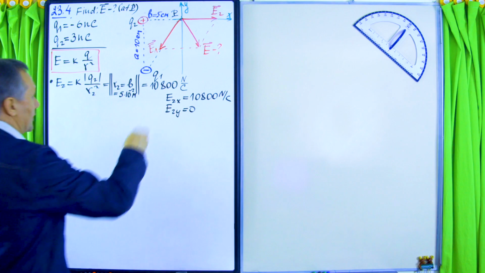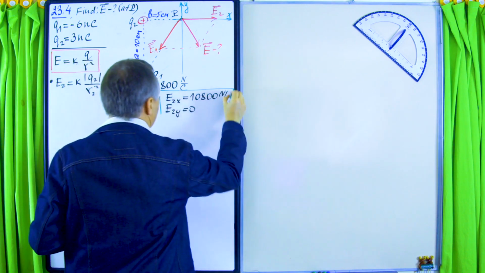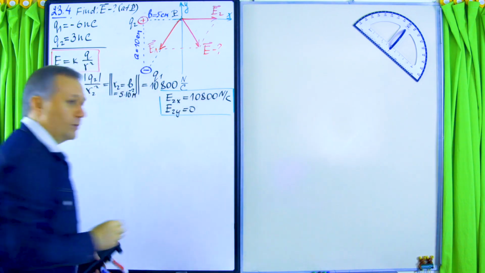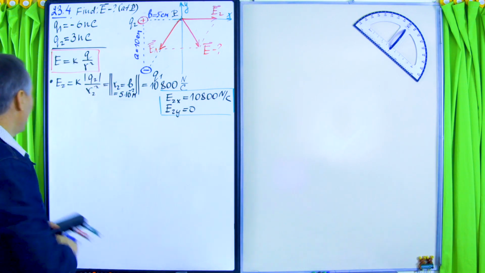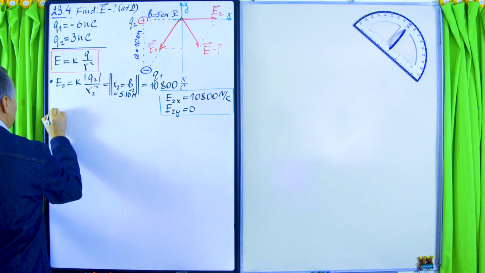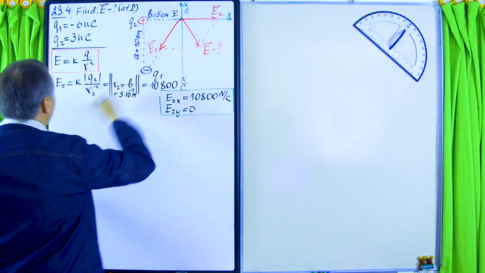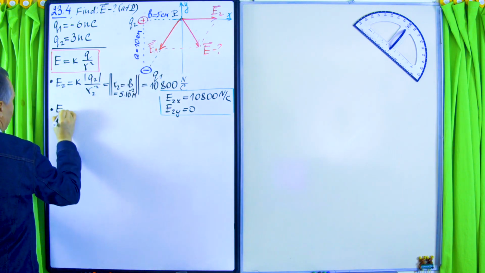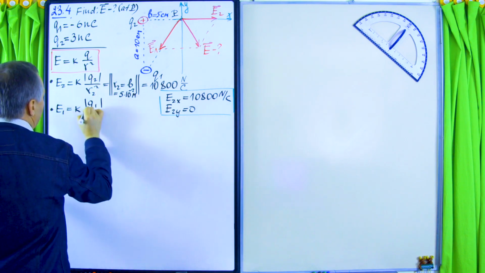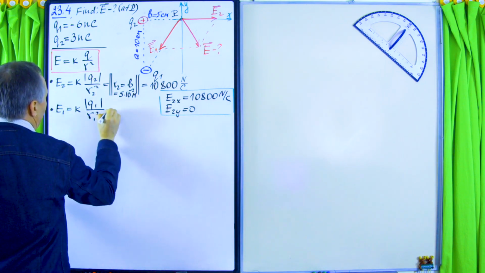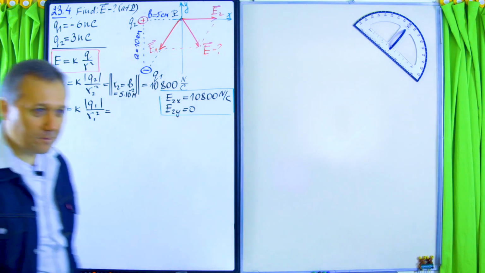Let me frame it with green. It's not the final result, but we will need it at some point soon. Now let's do the same with E1. First the magnitude. E1 equals k, the absolute value of Q1, divided by R1 squared.